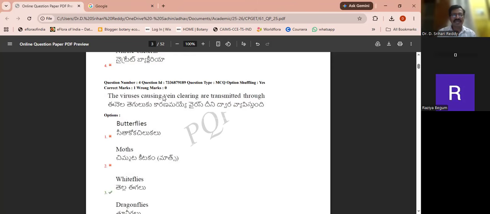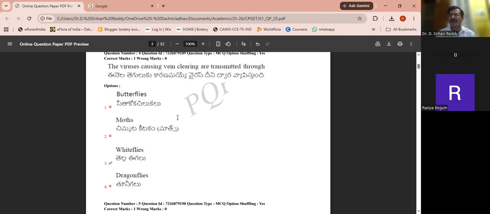Okay. So next, fourth question is, the viruses causing vein clearing are transmitted through. So here, again, a question related to plant diseases which are caused by virus. So there are different viral diseases. One is vein clearing disease in the bendi. Vein clearing disease in the bendi. What is vein clearing disease?